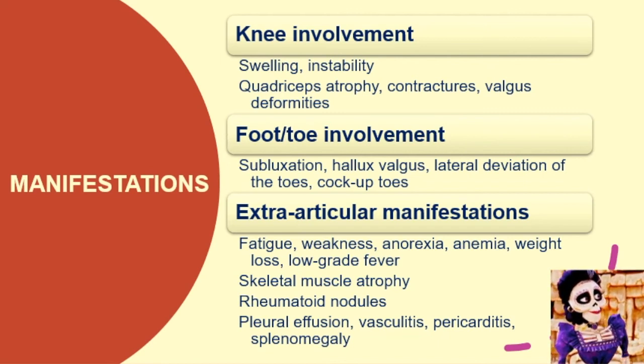Since this is a systemic problem, pleural effusion, fluids in your lungs, vasculitis, inflammation of your vasculature, pericarditis, inflammation of the surrounding tissues of your heart, and then you have your splenomegaly, which is the enlargement of your spleen, which is actually classic among patients with an autoimmune problem because the cells of the body are being destroyed by the body's enzymes also. So splenomegaly.